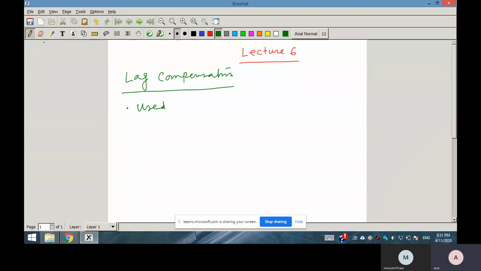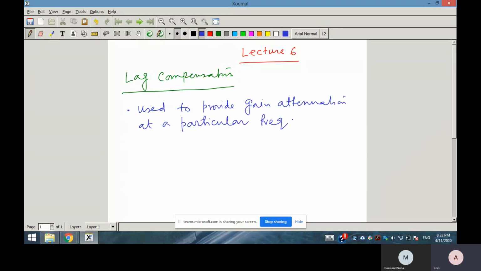I will use different ink. So lag controllers are used to provide gain attenuation. So this is the main objective. Gain attenuation at a particular frequency. So this is the main objective.